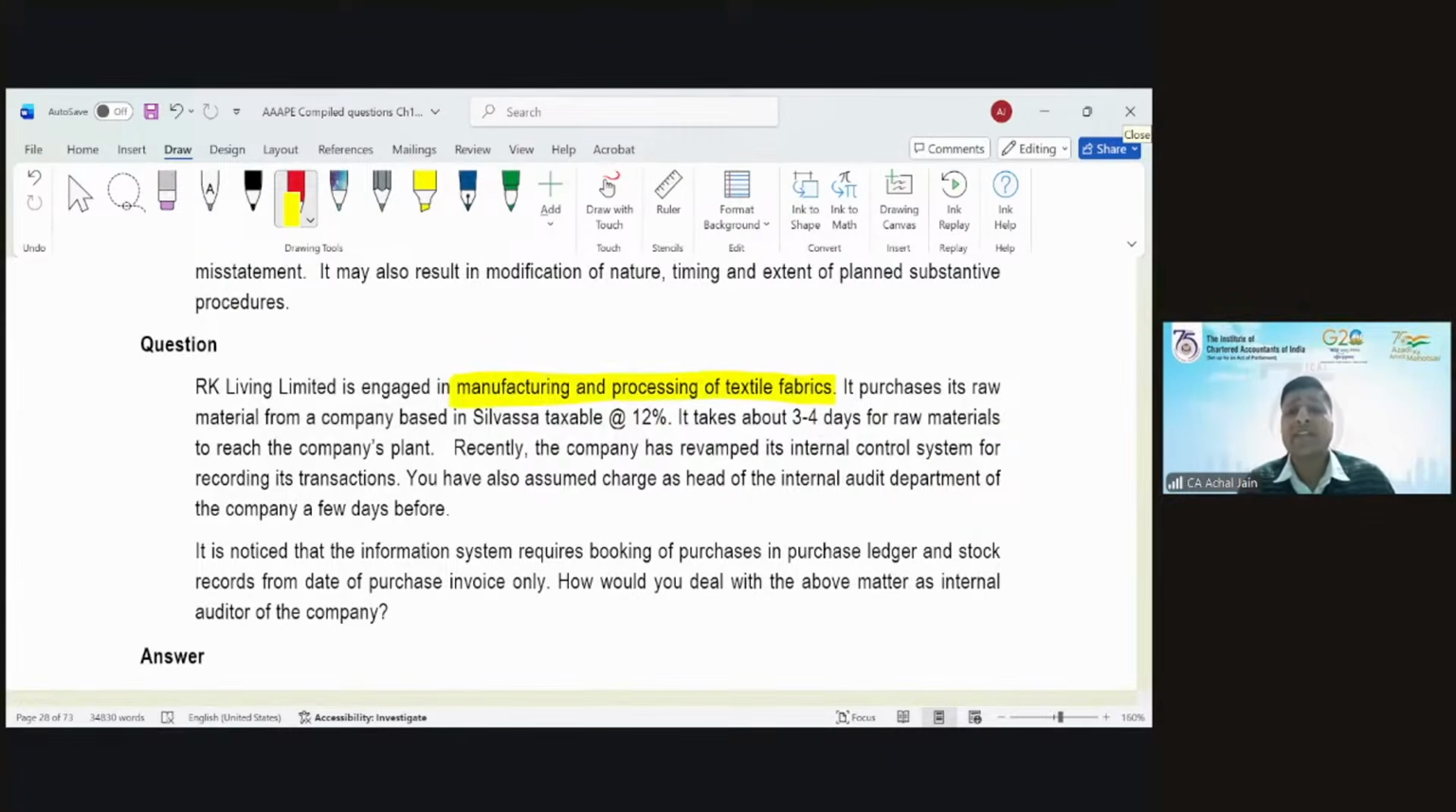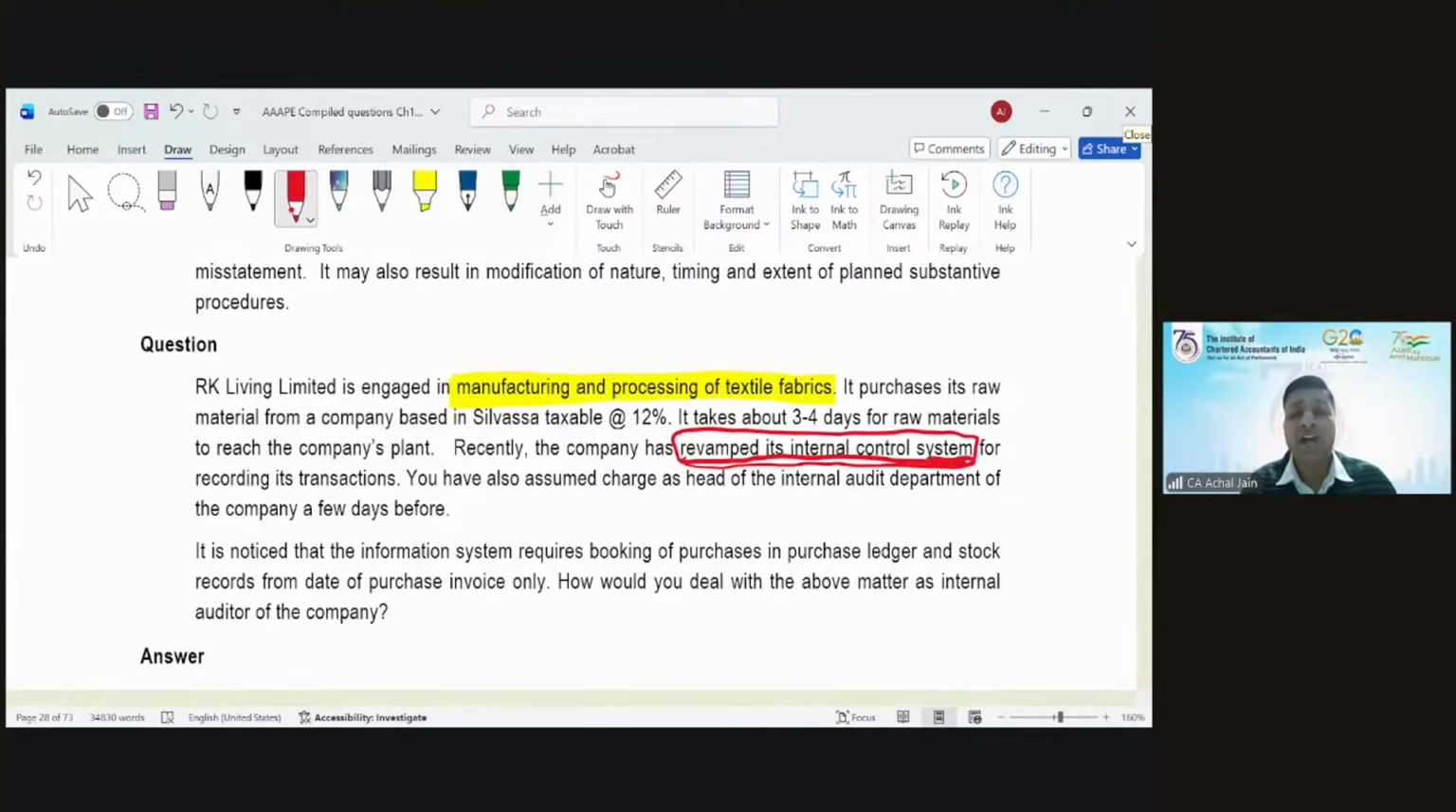Okay, it takes about 3 to 4 days for the raw material to reach the company's plant. So they are importing, and recently the company has revamped its internal control system for recording the transactions. So there's a revamping in the internal control. It means there are some changes. Those changes are significant. That's why we call it a revamp.